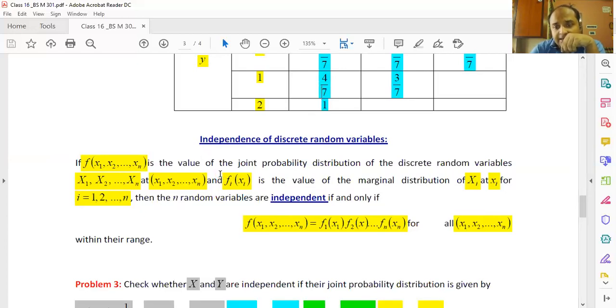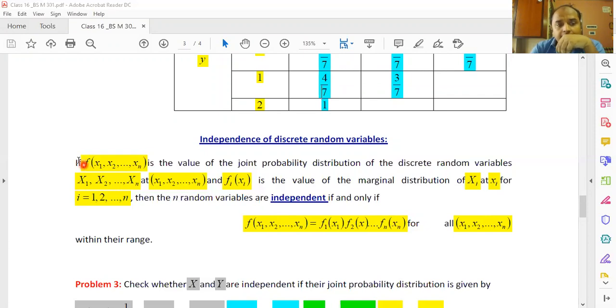The important part here is, let me recall the definition of independent events. Independent events were defined in this way: if capital A and capital B are two independent events, then the probability of A intersection B is the product of the probability of A and the probability of B. Here, the thing is not exactly like that. It is something different. To define that, I have not considered the bivariate case. I have considered the multivariate case, since n number of variables are present. Bivariate is a special kind of multivariate case.